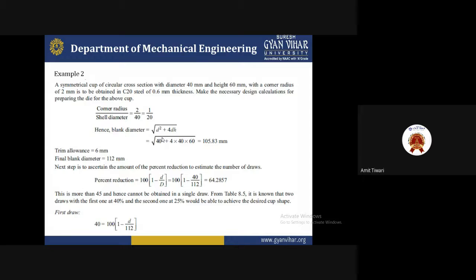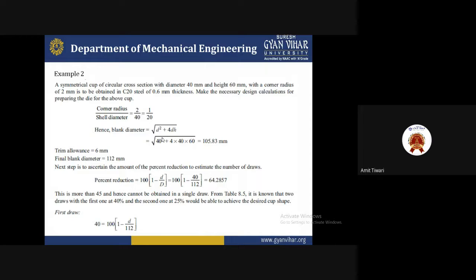So we consider the corner radius and the shell diameter, using the formula of corner radius divided by shell radius. Putting in the values, the corner radius is 2 and the shell diameter is 40, so that is 1 by 20, which is the design consideration for the radius.